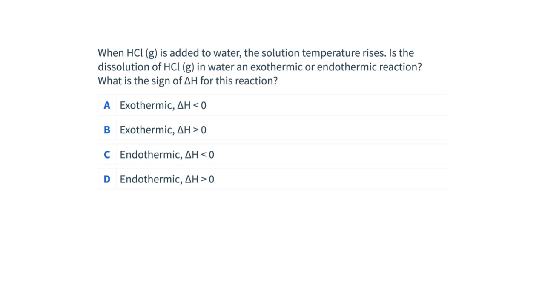Okay, let's get into a couple questions here. So HCl is added to water, hydrochloric acid. Well, HCl is hydrogen chloride in the gas form. You add it to water. We know it's going to dissolve to form H plus and Cl minus because HCl is a strong acid. But so then if we add this to water, the temperature of the solution rises. So does that mean that the reaction is exothermic or endothermic? And what's the sign of delta H for that reaction? What do you guys think?